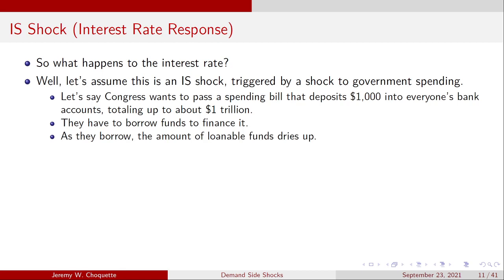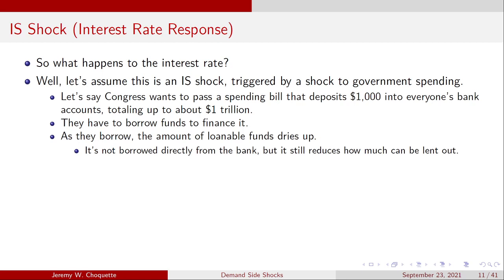As they borrow, the amount of funds that they can borrow, right? The money that they can borrow. And again, I know there's no actual money in this model, but the amount of money that can be borrowed is now dried up, right? Because it's been taken out of the system and it's been deposited into the accounts of various people to go spend.